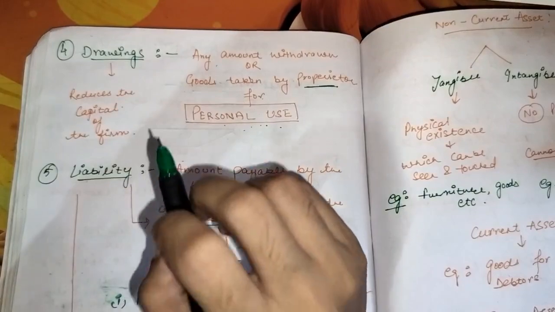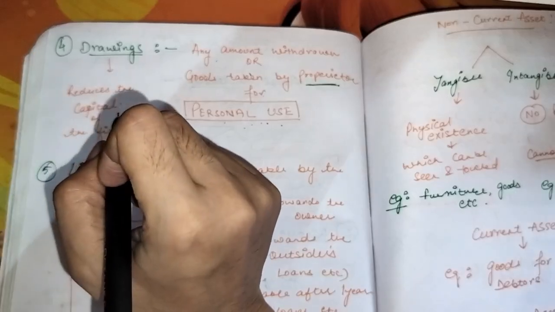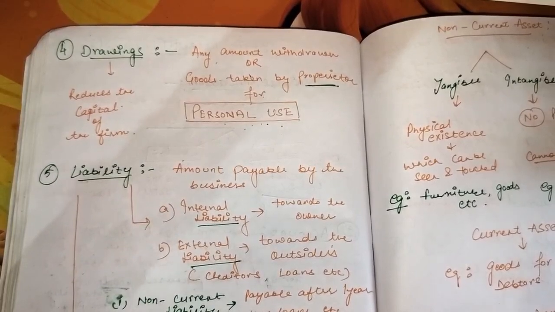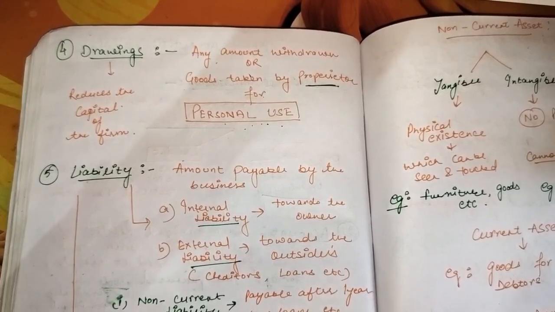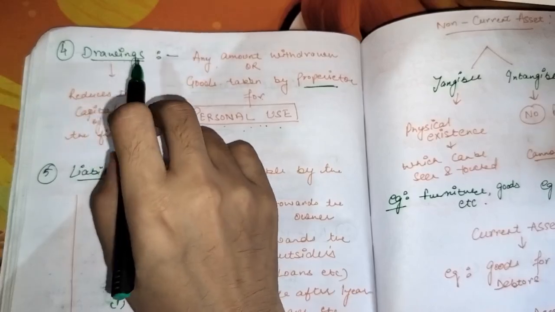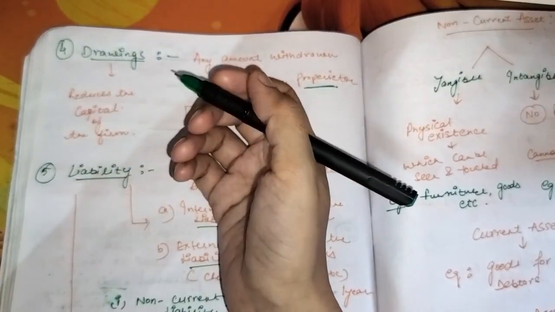drawings. Now we know that capital is the liability for the firm, and drawing is the amount that reduces the capital for the firm. For example, if you have withdrawn 10,000 rupees from 2 lakh rupees, here the company will be liable for 1,90,000 rupees only. The company now is not responsible for 2 lakh rupees because you have already withdrawn 10,000 rupees from the business. So that is known as drawings. Any amount or goods that is being withdrawn from the business is known as drawings.